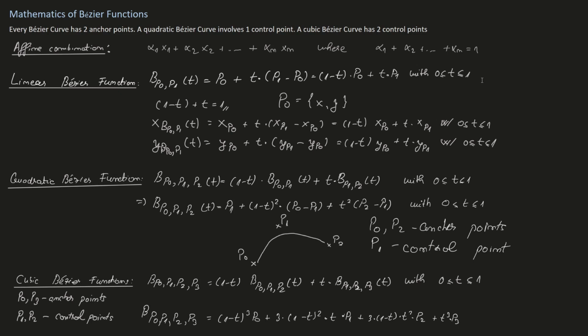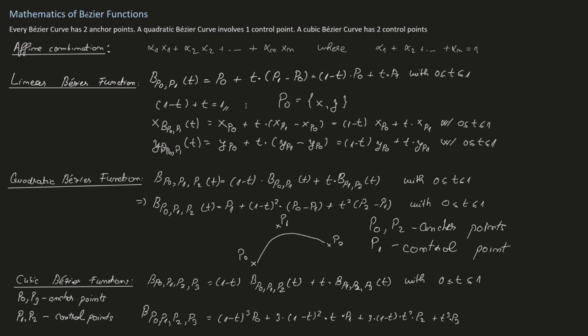So, a linear Bézier function has only two anchor points and no control points. It is simply a series of points obtained by doing the affine combination between the 2 points, or put simply, a straight line between the 2 points. So the Bézier function is defined similar to this. P0 plus t multiplied by p1 minus p0, or written differently, 1 minus t multiplied by p0 plus t multiplied by p1 with t between 0 and 1. As you can see, it is an affine transformation as 1 minus t plus t is equal to 1.